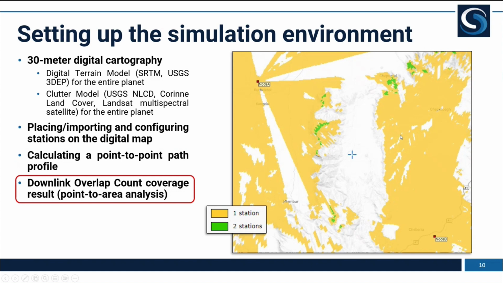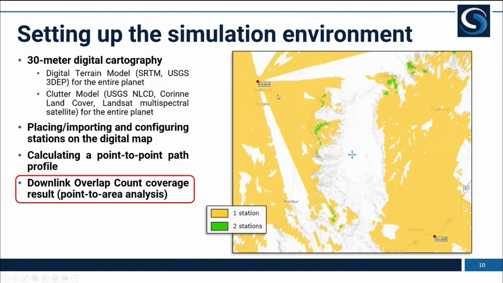And there is something additional here. And this is something we call downlink overlap count analysis. So it's a point to area analysis. This is distinct from the point to point analysis because, yes, while we do need to be able to look at a point to point calculation between the two nodes that we wish to connect to each other, we want to find potential relay locations.